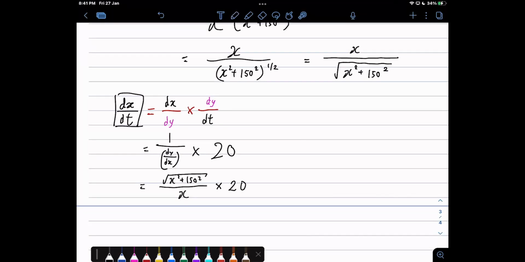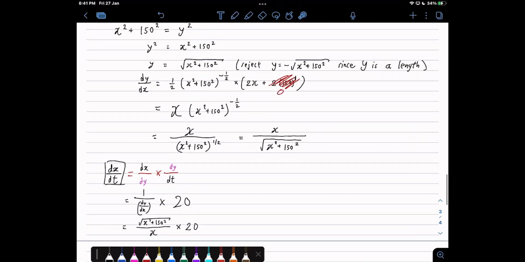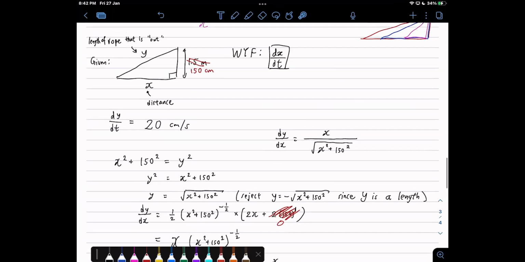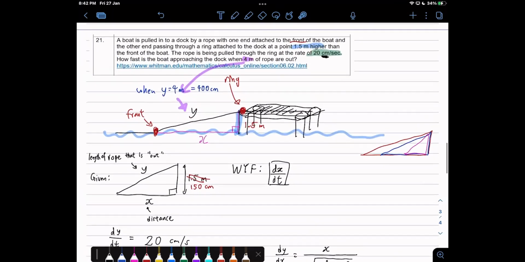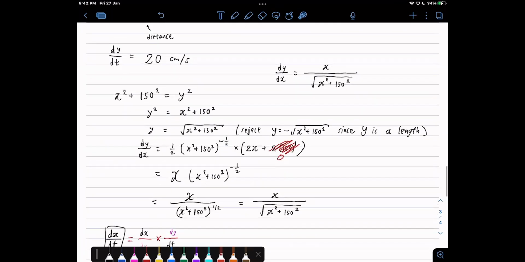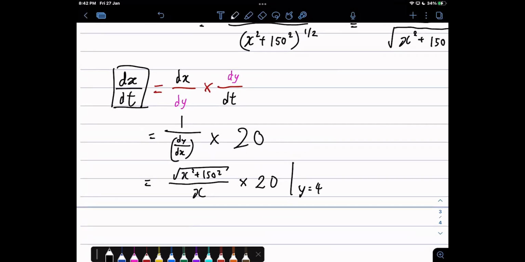No. Here, when you sub in with 20, that's for the case when y equals to 400. So you need to sub in y equal to 400 as well. So let's just do that. Sub in y equal to 400.